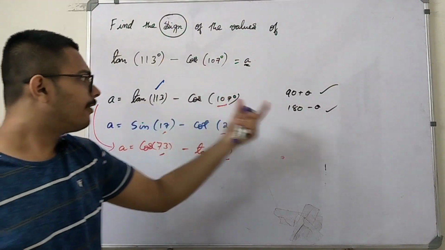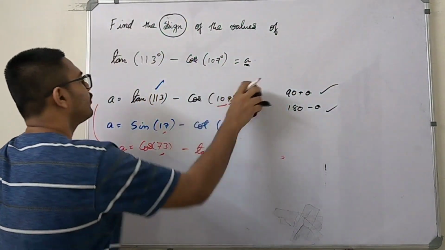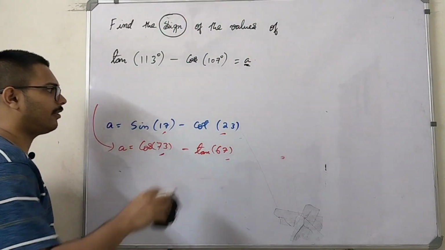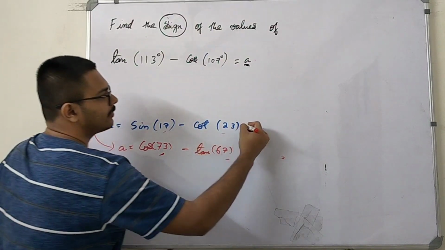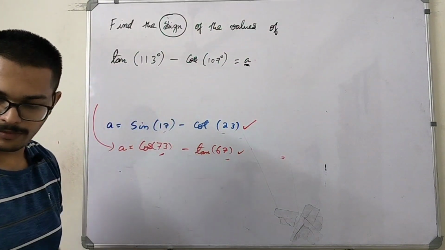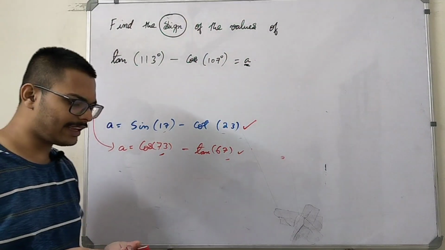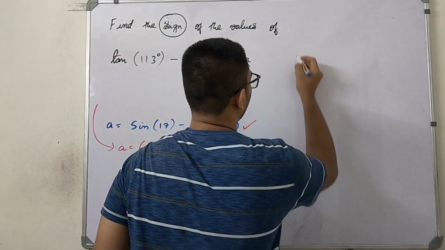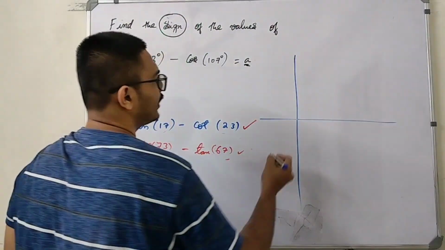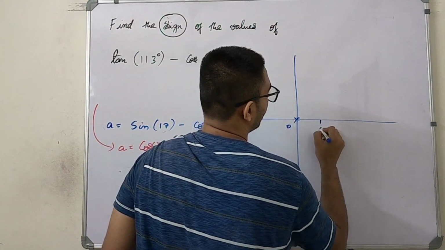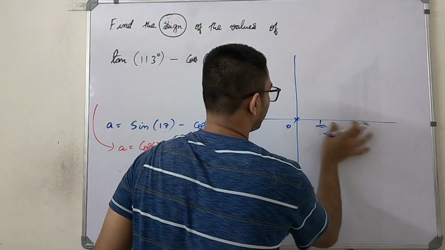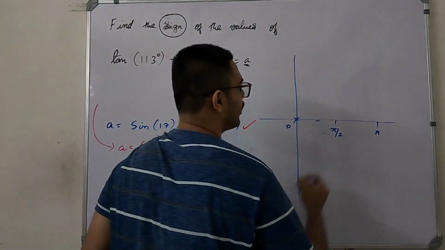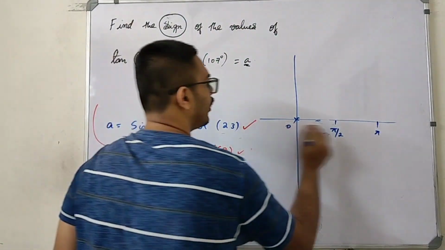So now we have to find whether the sign of this expression is positive or negative. We can take any of these forms, and I will be showing both. How can we draw the graph of sine theta? The graph of sine theta at 0 is equal to 0, and at pi by 2 it will be maximum, and again at pi it will be 0. So I am drawing the graph only from 0 to pi. It will be this graph.